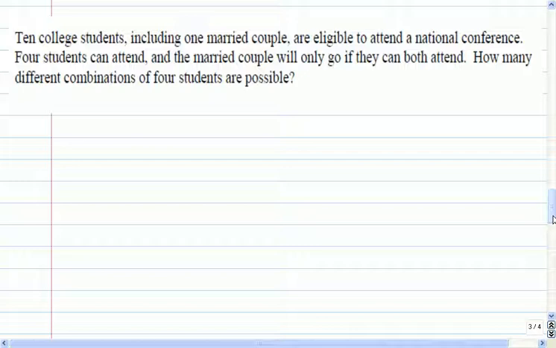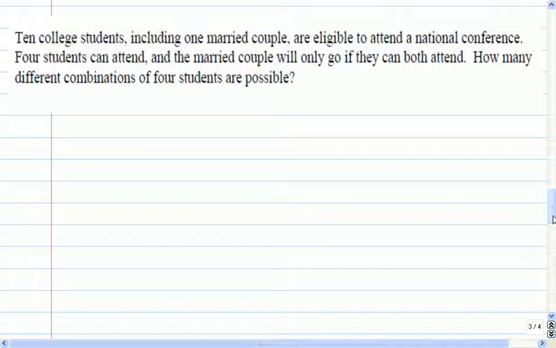What do you think? How could we do this? Give me a scenario. What's going to happen when they go? Think about it. That means only 2 students going with the married couple? Maybe. What else could happen? 4 students and no married couple.